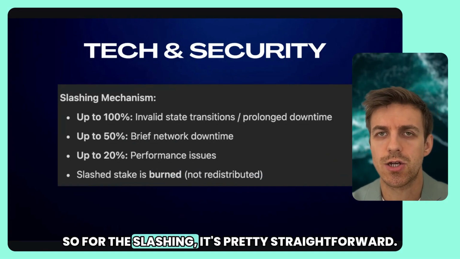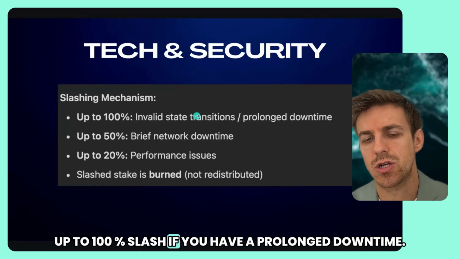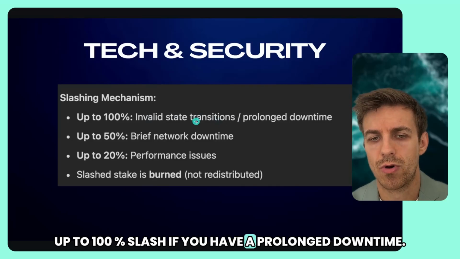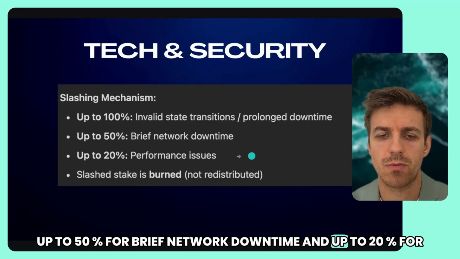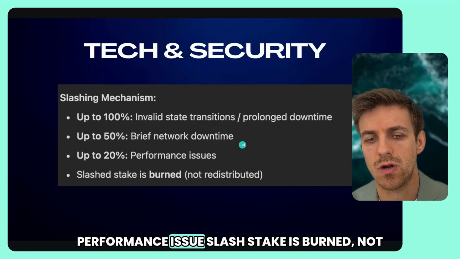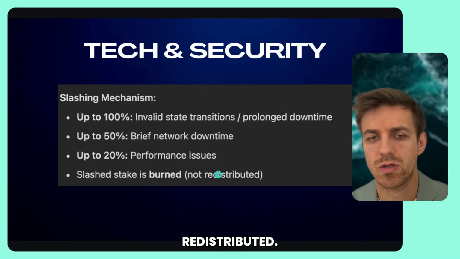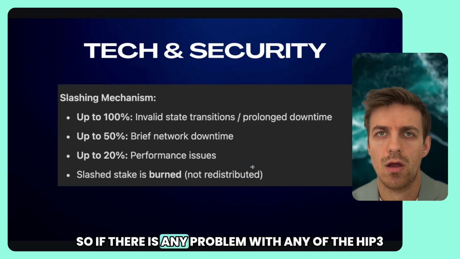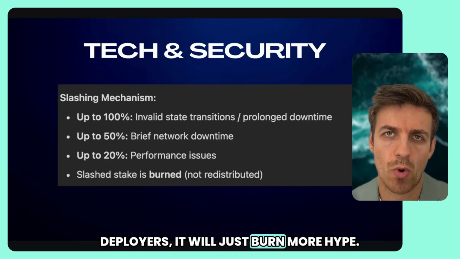So for the slashing, it's pretty straightforward. Up to 100% slash if you have prolonged downtime, up to 50% for brief network downtime, and up to 20% for performance issues. Slashed stake is burned, not redistributed. So if there is any problem with any of the HIP-3 deploys, it will just burn more HYPE.